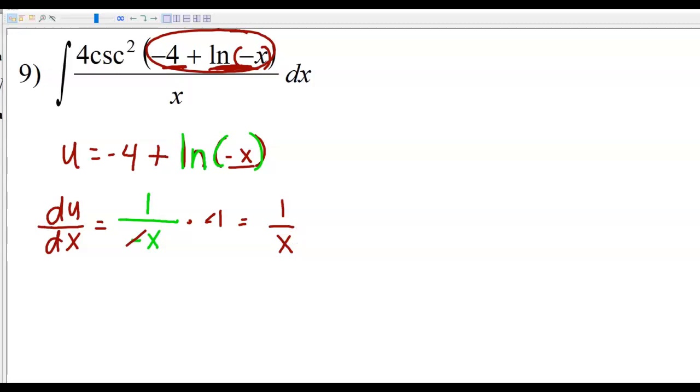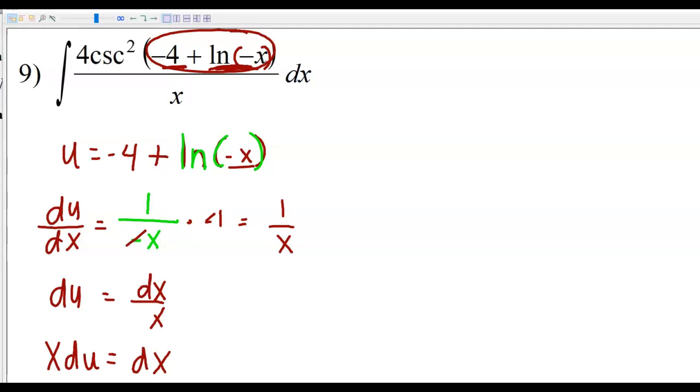So now, solving for dx is a little bit different this time. If you multiply both sides by dx, you end up with this. And then if you multiply both sides by x, you end up with this. So our outcome for solving for dx looks a little different this time, so be careful.